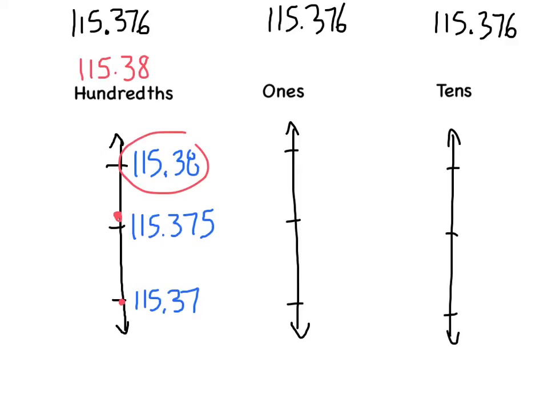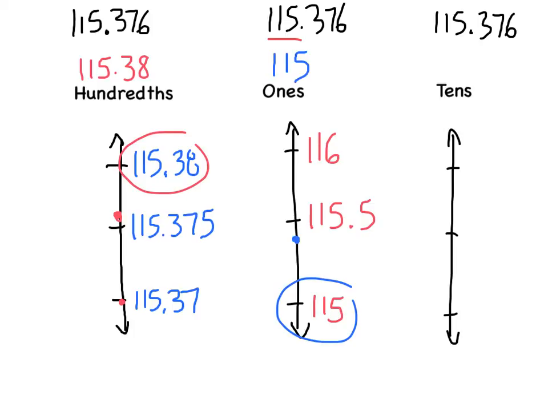Going to the ones place, I am looking here and I have 115 and 116, and halfway between is going to be 115 and 5/10. My number is 115 and 3/10, so that's going to be right about here. And you can see that this is closer to 115, so that's my number here.